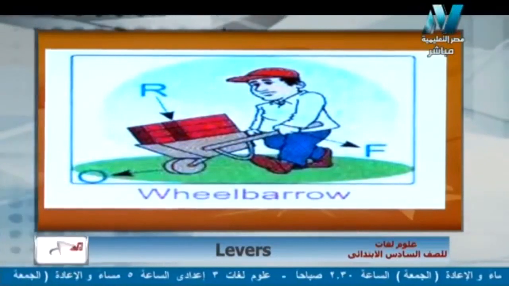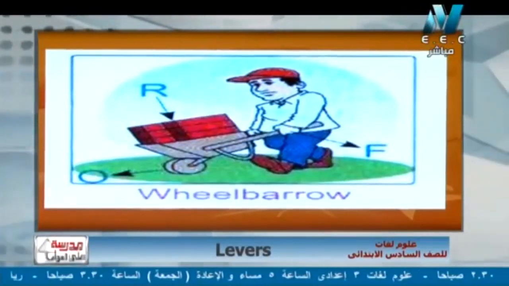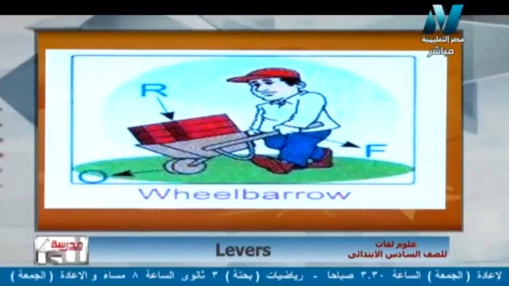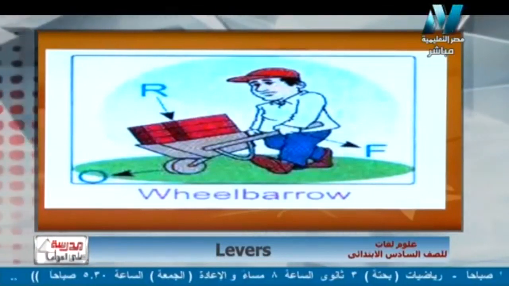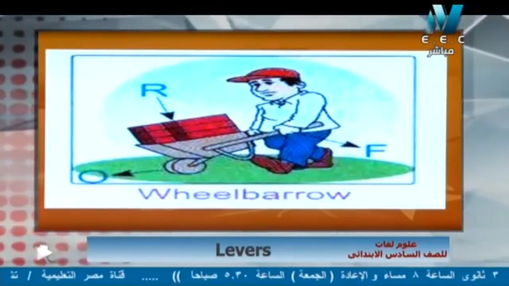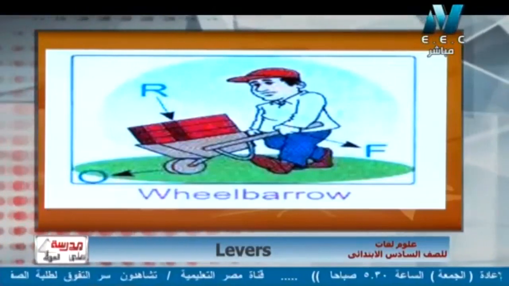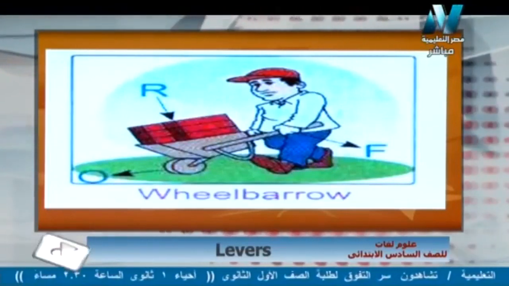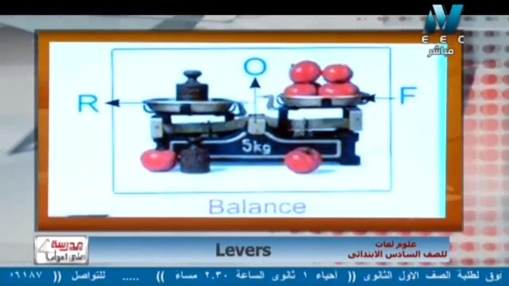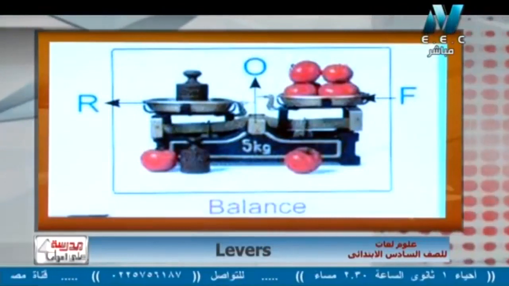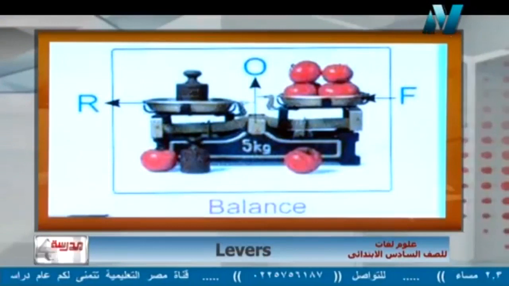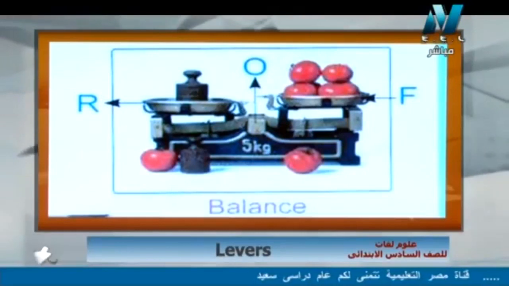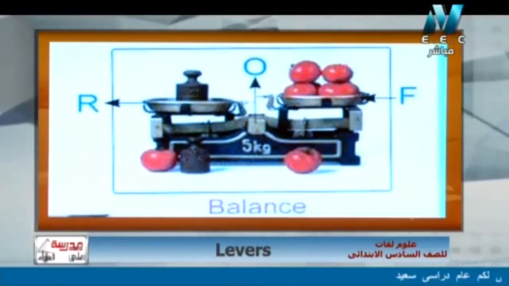Another example, the wheelbarrow. This is the wheelbarrow as I said before. It has R between F and O. So it will be what? It will be second class lever, the second type. Another example, the balance or the seesaw. They are the same. They have O, or the fulcrum, between F and R, between effort force and resistance. So they will be first class lever.